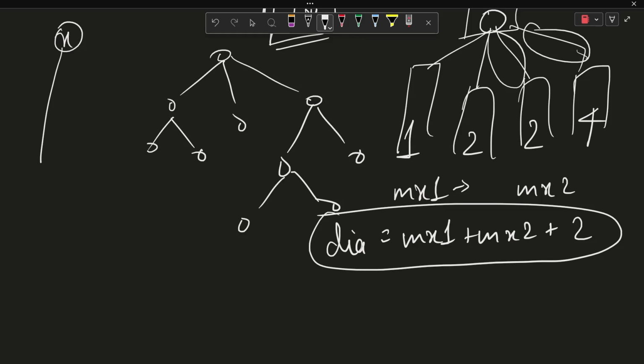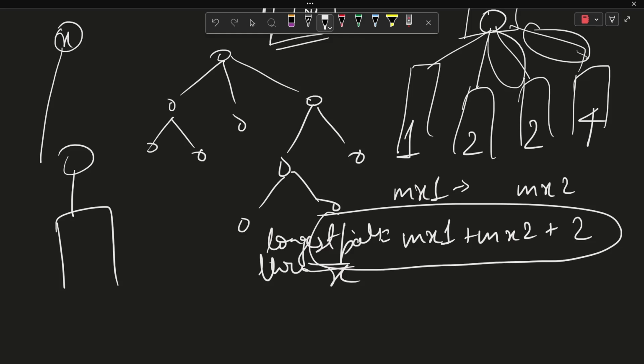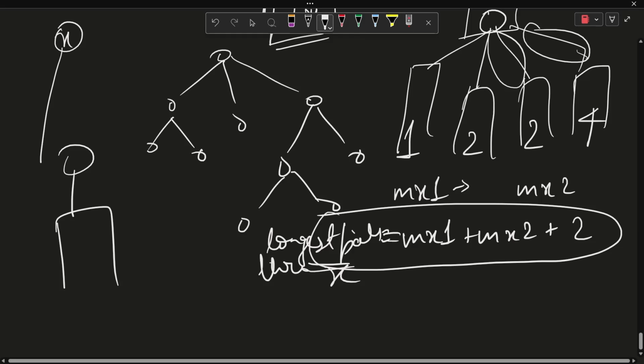Or we can just say, let's say if it has only one child, then what would my diameter be? Not diameter, it's the longest path through the node. I would say the longest path through x. If you're calculating for node x, I'm telling the longest path through node x. That would be mx1 plus mx2 plus 2.